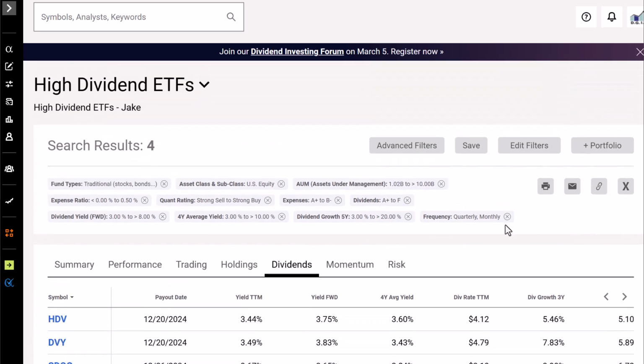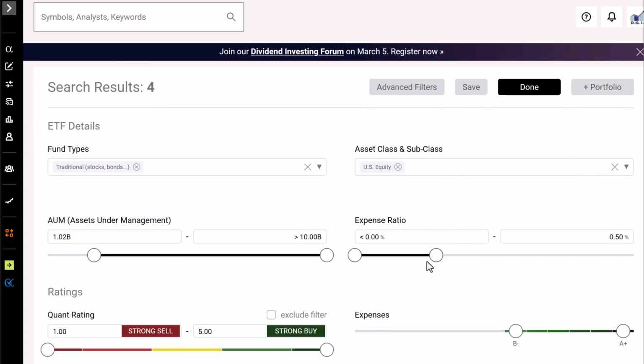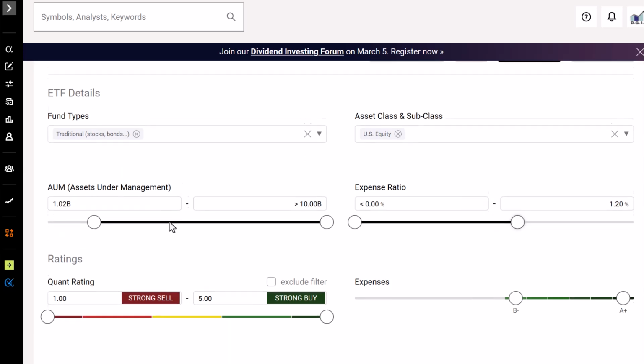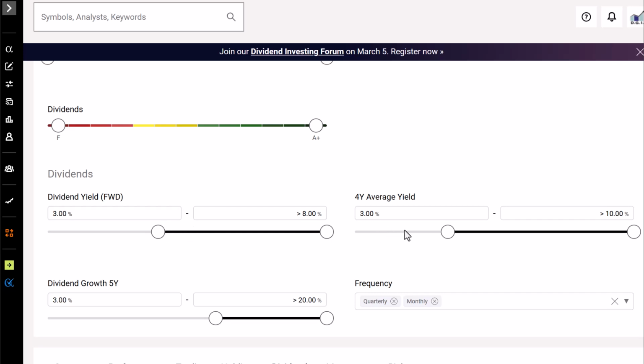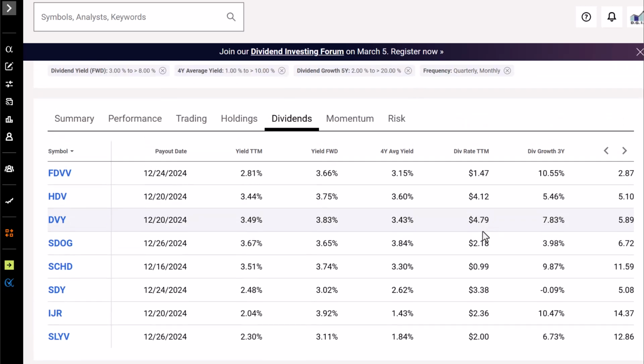And if you're going to say, well, Jake, 4 is not a lot, well, you could adjust the expense ratio and you can see, okay, well, that's not going to do anything. We're not getting any more there. Well, what could we do to increase it? Well, you're going to maybe have to lower the dividend growth rate, maybe make it 2%, different things that you can do so that you can catch more and see what other options are out there.